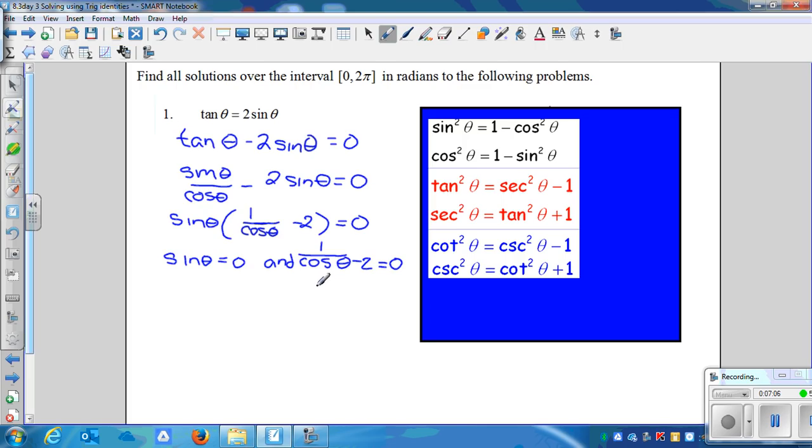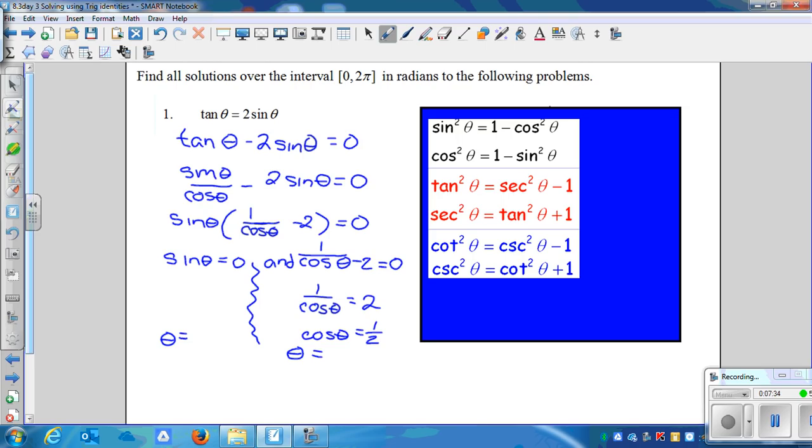And underneath this I'm going to simplify, so I have 1 over cosine of theta equals 2 if I add 2 to both sides. And I'm going to solve for cosine theta, so I'm going to flip over both the left and right hand side. So I have cosine of theta equals 1/2. And so we're going to go ahead and calculate each of these. So theta equals and theta equals.